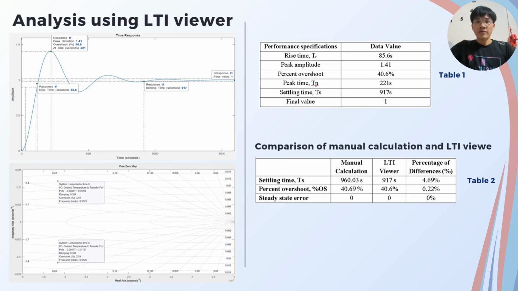By using LTI viewer, the time response, steady state error, and stability of the system can be assessed without manual calculations. The performance specification from LTI viewer are shown in Table 1, while Table 2 shows the comparison of manual calculation and LTI viewer result. The percentage difference between manual calculation and LTI viewer for the settling time and overshoot percentage are 4.69% and 0.22% respectively, while the steady state error has a percentage difference of 0%.